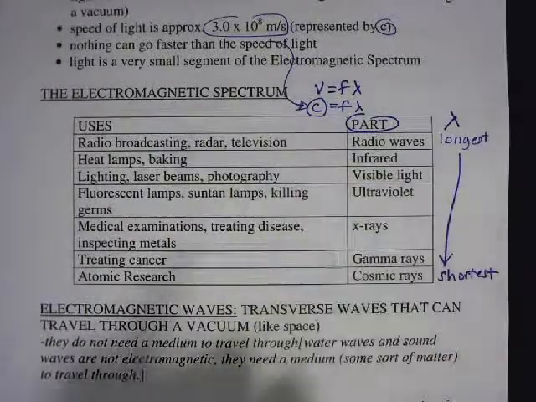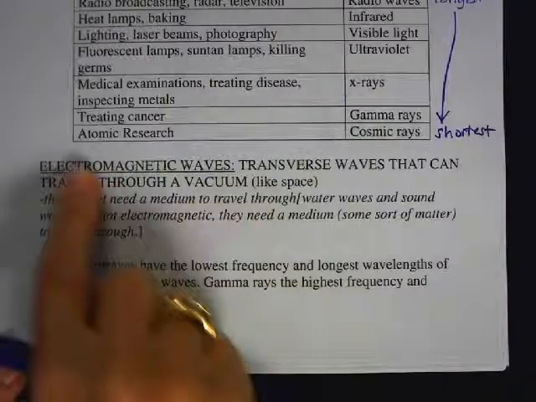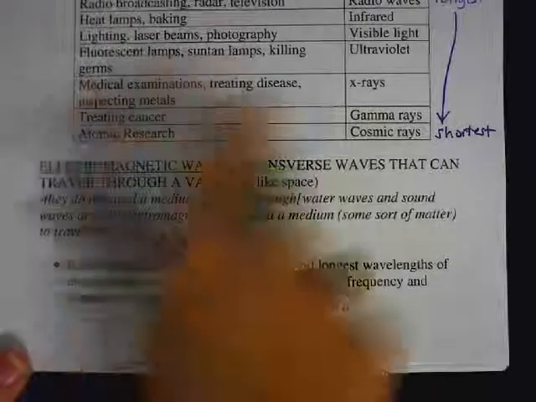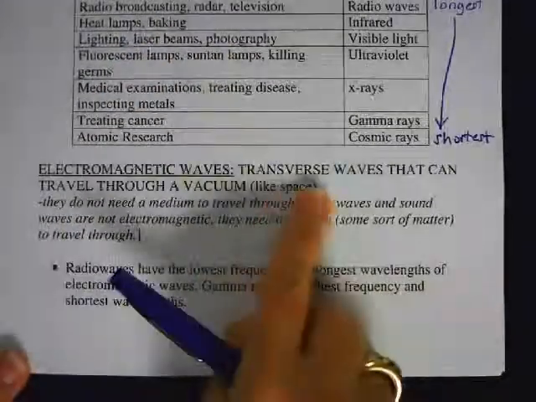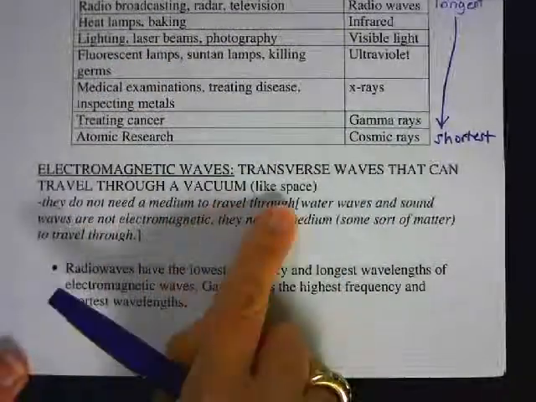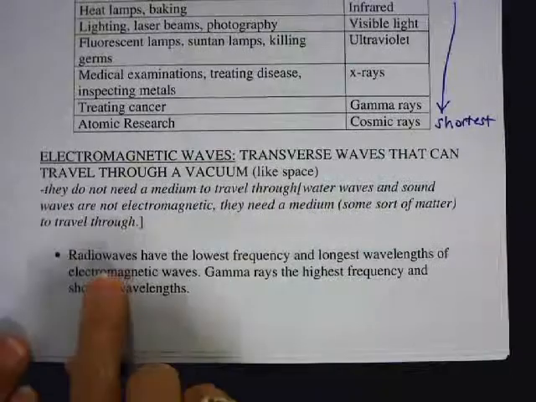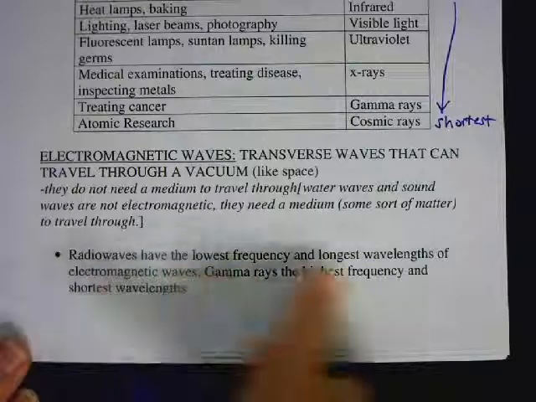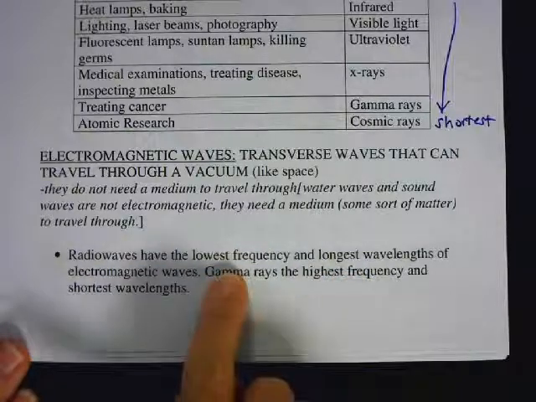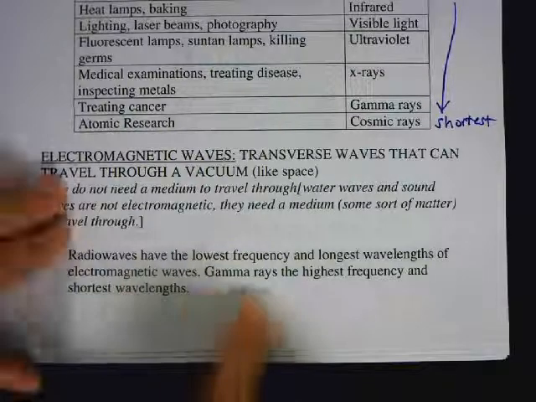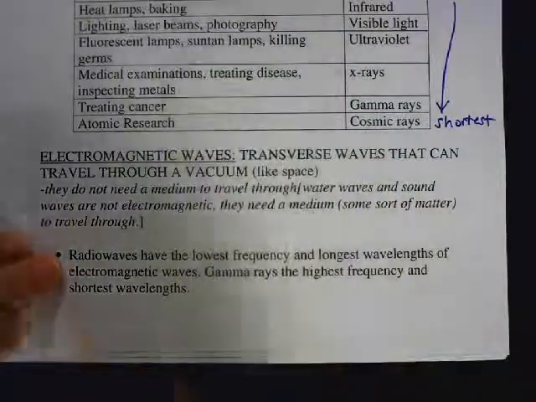So I'm going to talk a little bit more in detail as we go through these. All of these are electromagnetic waves. They're transverse waves that can travel through the vacuum of space. Again, they don't need a medium to travel through. So radio waves have the longest wavelength, but they have the lowest frequency. Okay? And again, here we have the opposite of that.